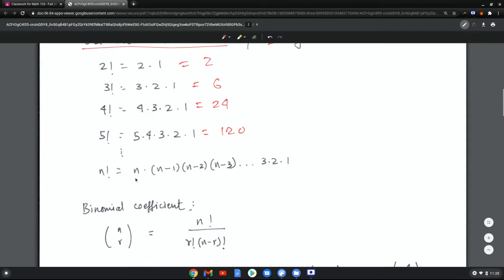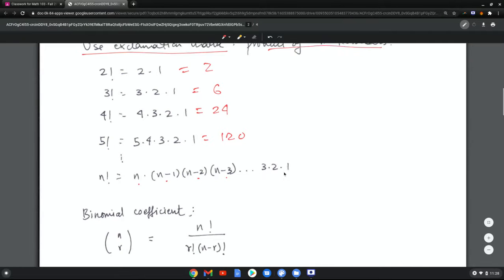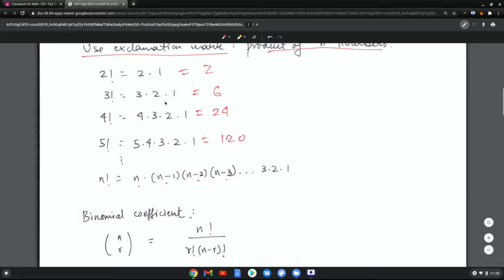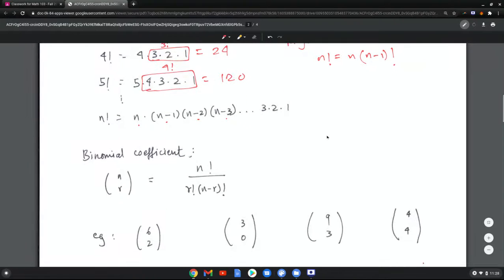So n factorial becomes n times n minus 1 times n minus 2 times n minus 3, all the way to 1. A few things to observe here: inside 3 factorial, you have 2 factorial. Inside 4 factorial, you have 3 factorial. Inside 5 factorial, you have 4 factorial. So in general, I can say n factorial is n times (n minus 1) factorial. That just follows from the definition.